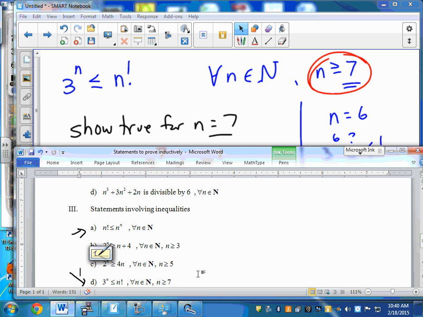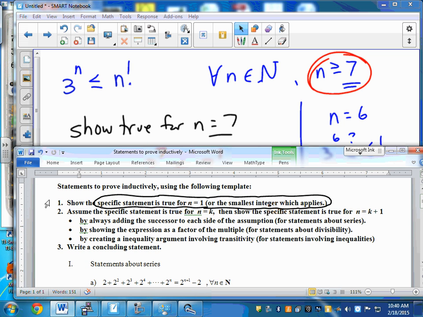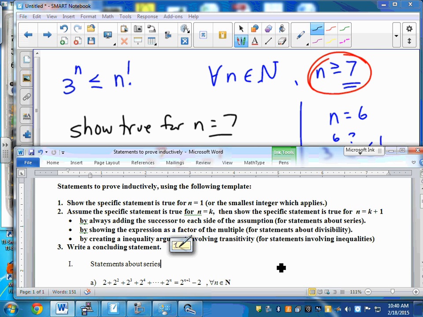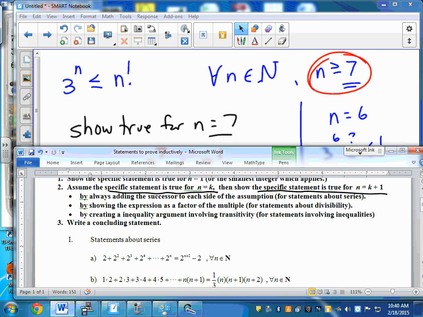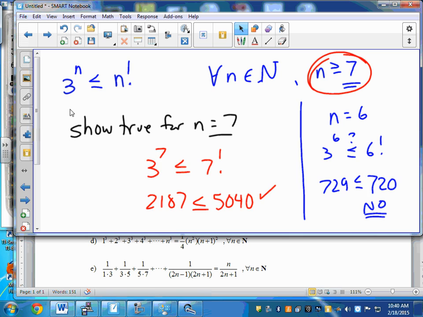Okay, so let's go back to the top of this. Once you show that the particular statement you're trying to show is true for n is equal to 1, the next thing is to do this inductive step. The idea is we want to assume the particular statement is true for n is equal to k, and then somehow show that statement is also true for the successor, n is equal to k plus 1. And again, I want to do just a couple of these series statements. Let's try C here, and you can try all of these.